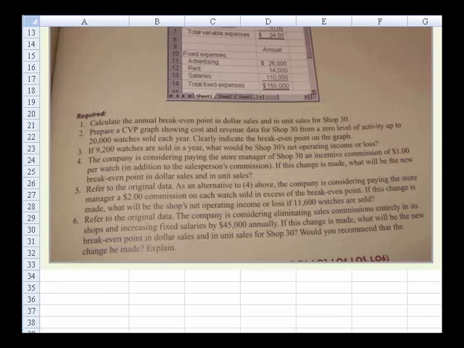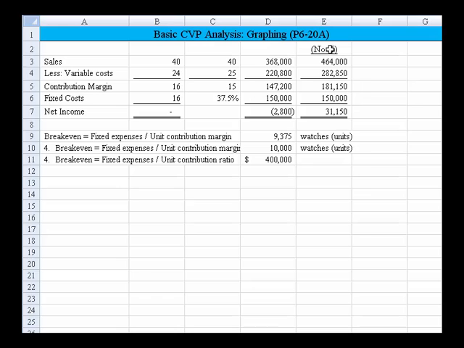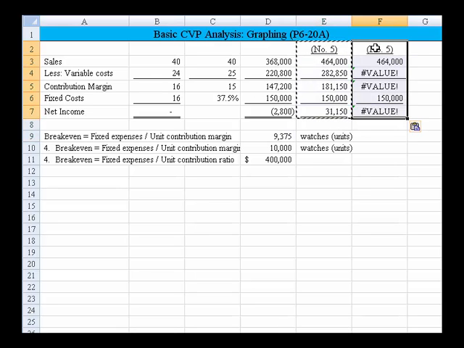Number 6 says, again refer to the original data. Now the company is considering eliminating sales commissions entirely and increasing fixed salaries by $45,000 annually. If this change is made, what will be the new break-even point for Shop 30? Let's take a look at this one now. Okay, this time let's copy this here. We'll call this number 6.